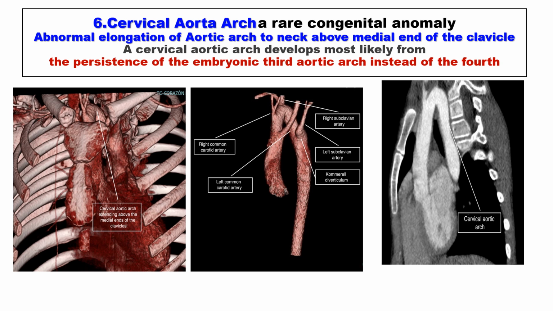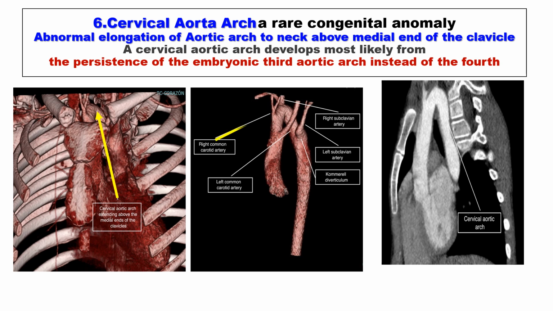The cervical aortic arch is a rather rare congenital anomaly where there is abnormal elongation of aortic arch to the neck above the medial end of the clavicle. The cervical aortic arch develops most likely from the persistent embryonic third aortic arch instead of the fourth.